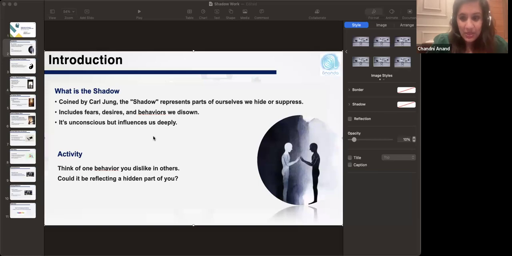So what does really embracing mean, Krishna is asking. First of all, having compassion and not judging ourselves harshly for having that shadow in us, because it's a part of us.